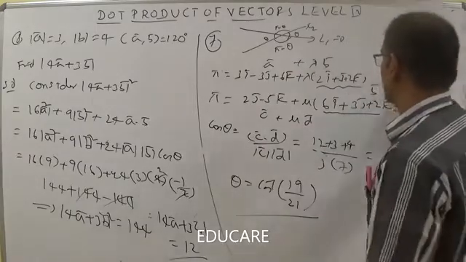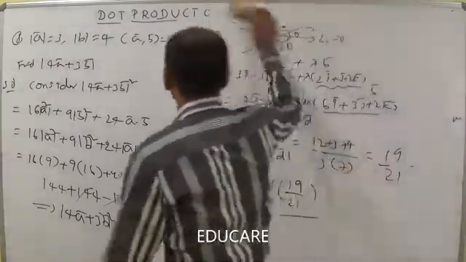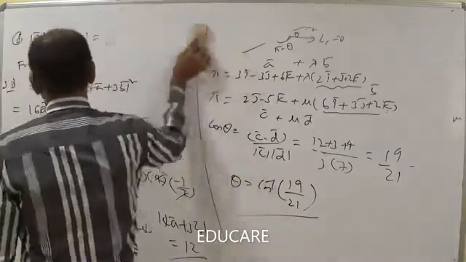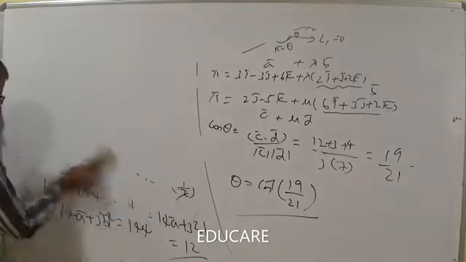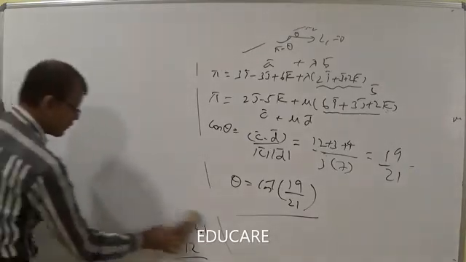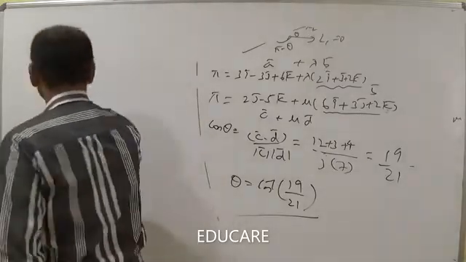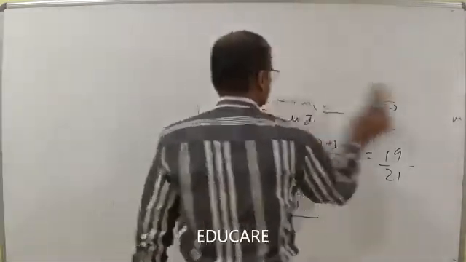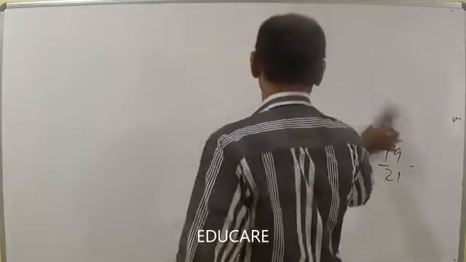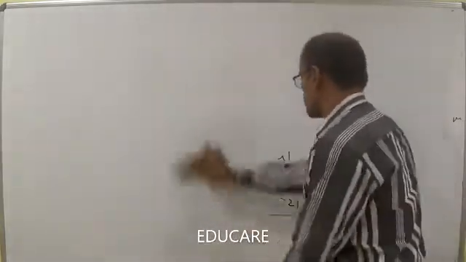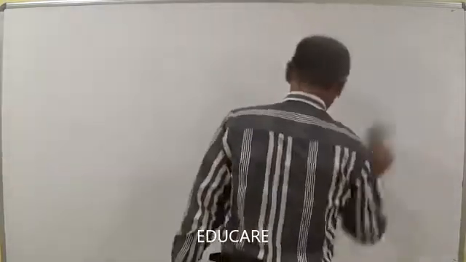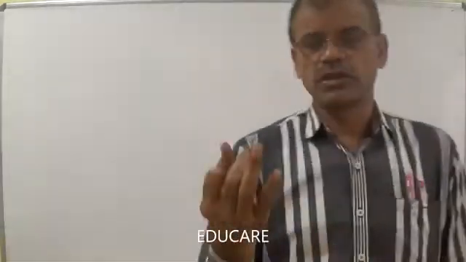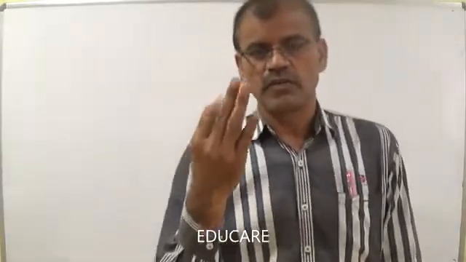We have completed the dot product of vectors chapter. Now let us discuss the next chapter, cross product of vectors. Addition of vectors is completed, and now the multiplication of vectors chapter. In the multiplication of vectors chapter, we have 4 types of products. The first is the dot product, second the cross product, third the scalar triple product, and fourth the vector triple product.